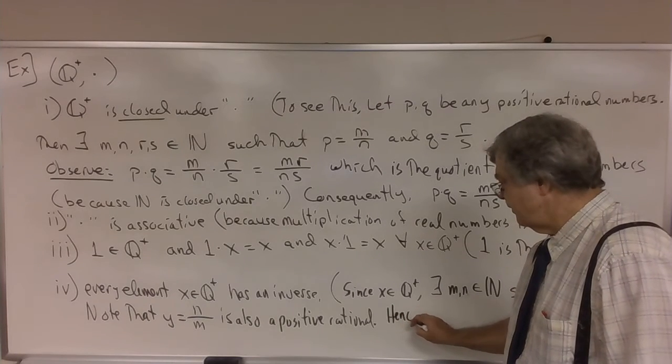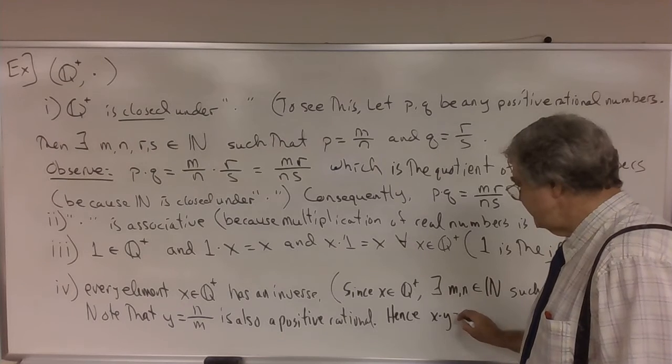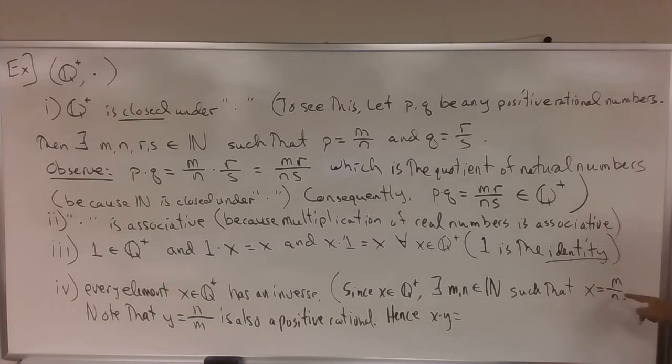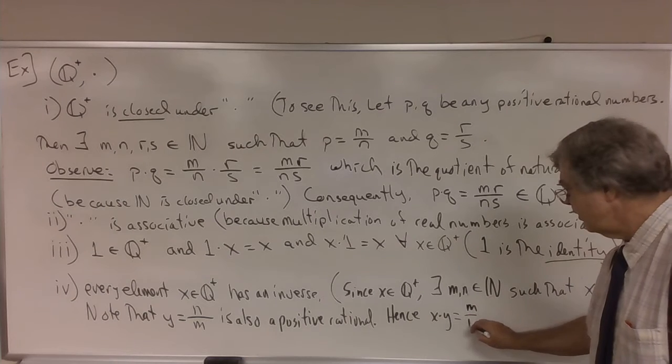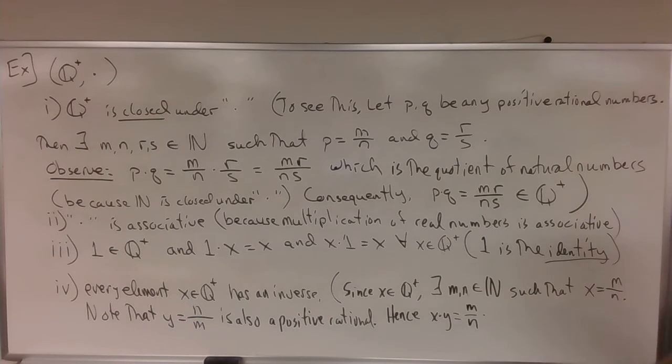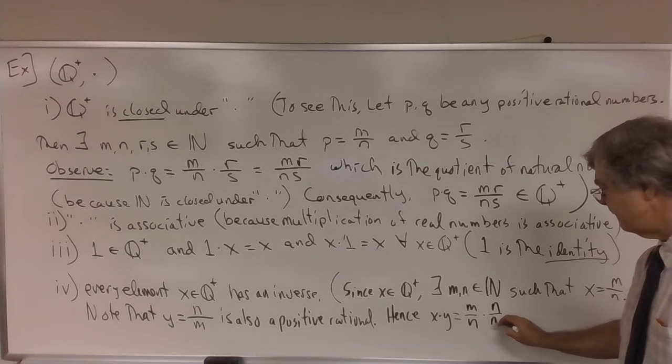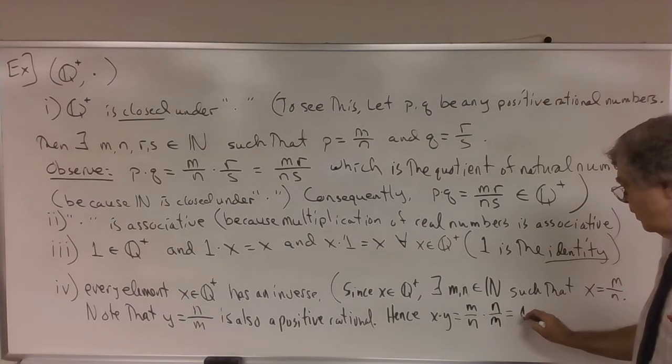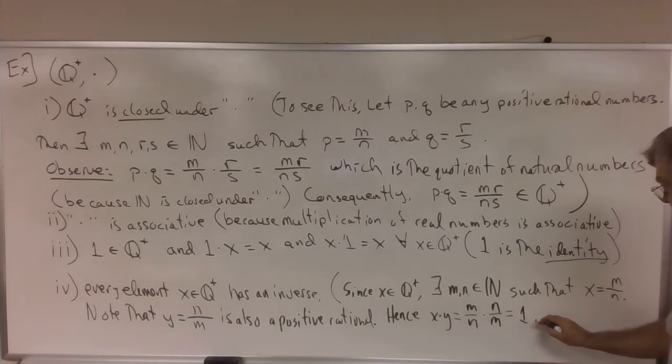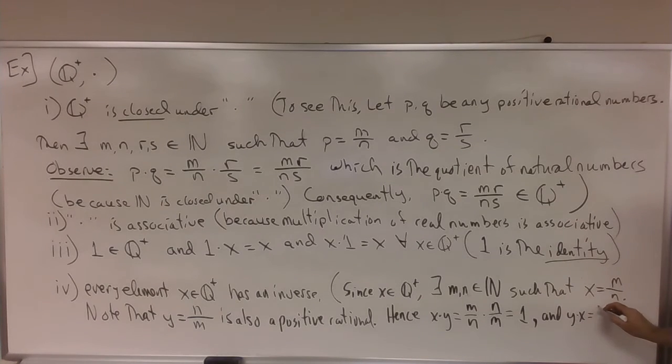So what? Well, x times y, x is m over n, and y is n over m, which is 1, the identity. And y times x is equal to n over m times m over n, which is also the identity.